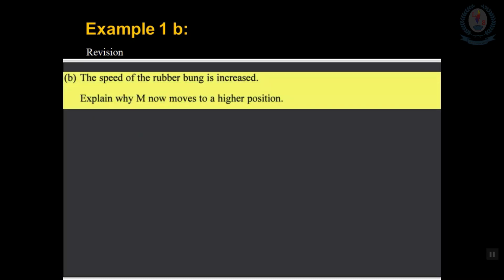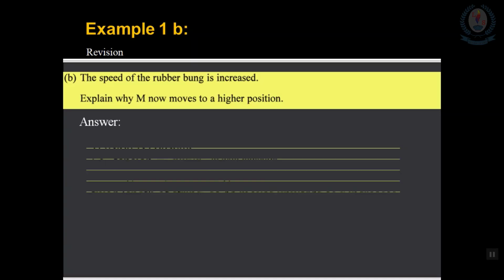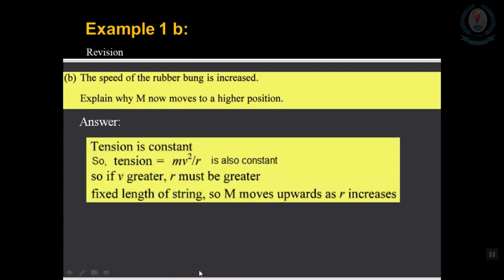Speed of the rubber band is increased. Explain why M now moves to a higher position. That is a very important part of this lesson. What are the facts that we have to think about? Tension is constant. Why is tension constant? Because capital M has not changed. So capital Mg is not changed.